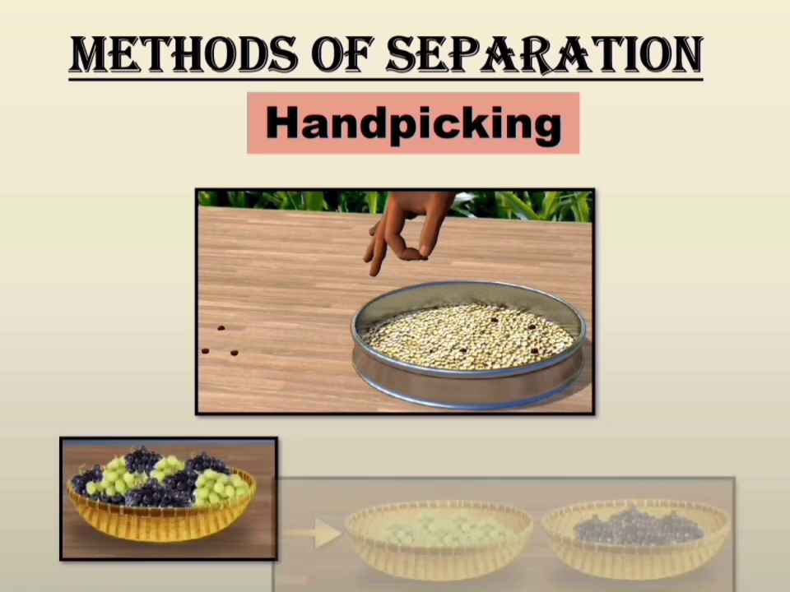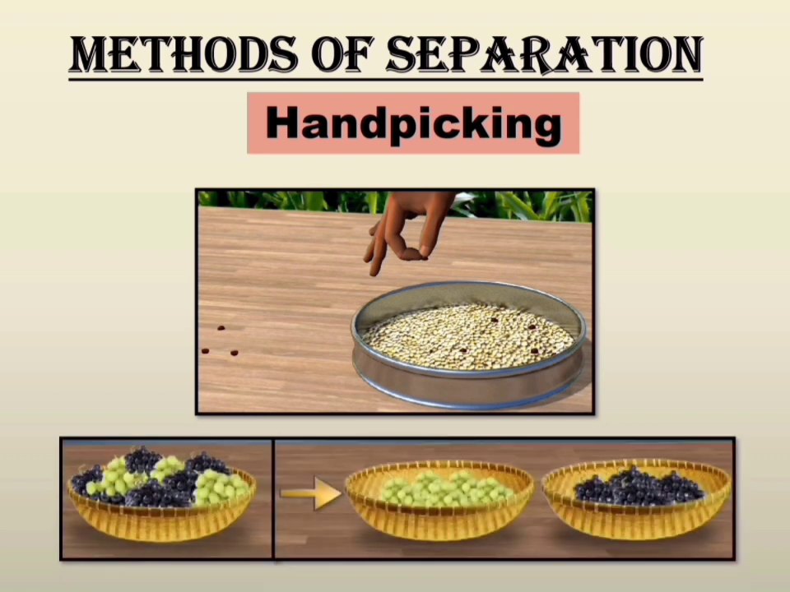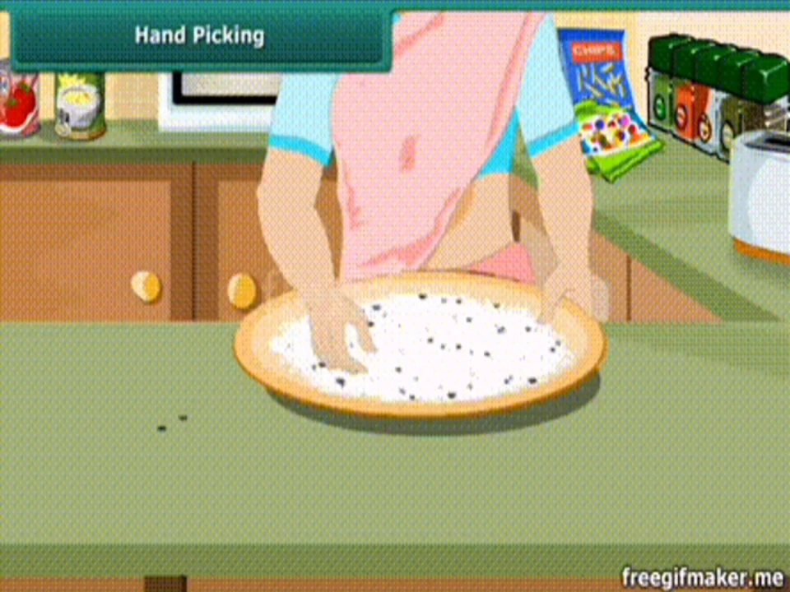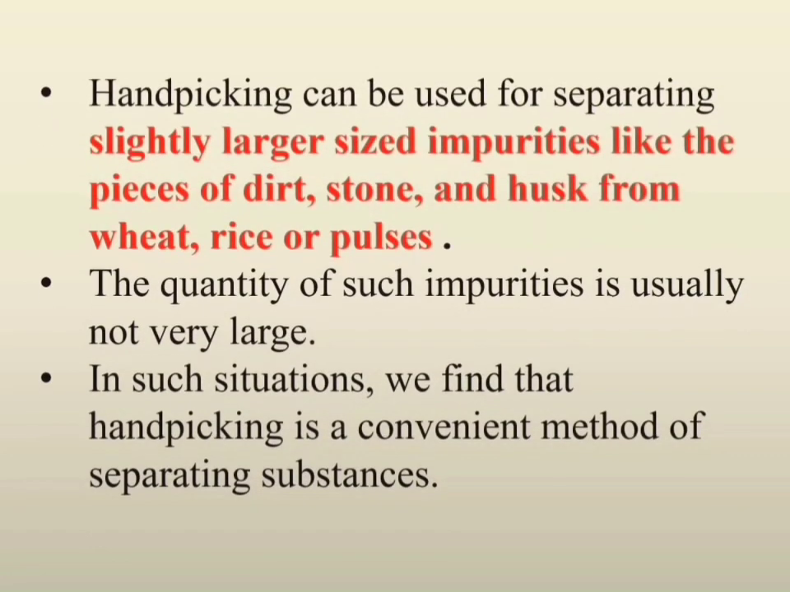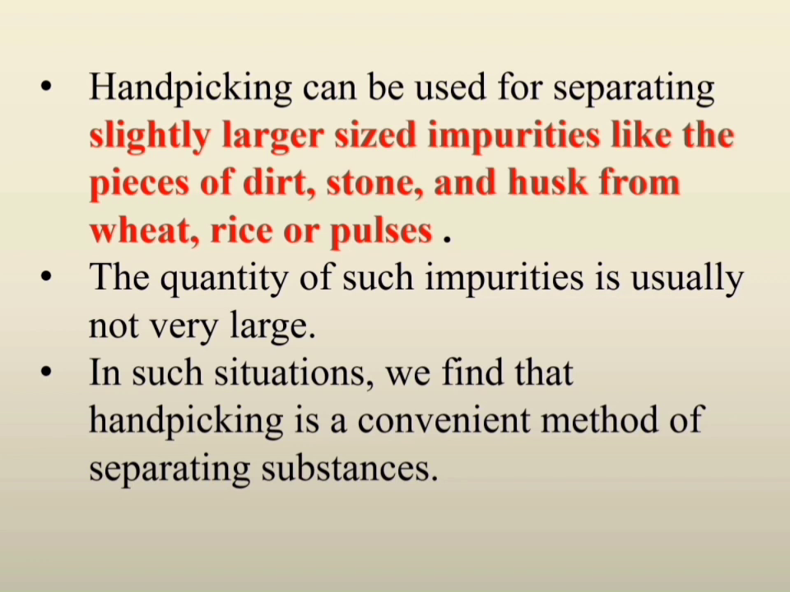This method of hand picking can be used for slightly larger impurities, like pieces of dirt, stones and husk from wheat, rice or pulses. In such situations, we find that hand picking is the convenient method of separating substances.